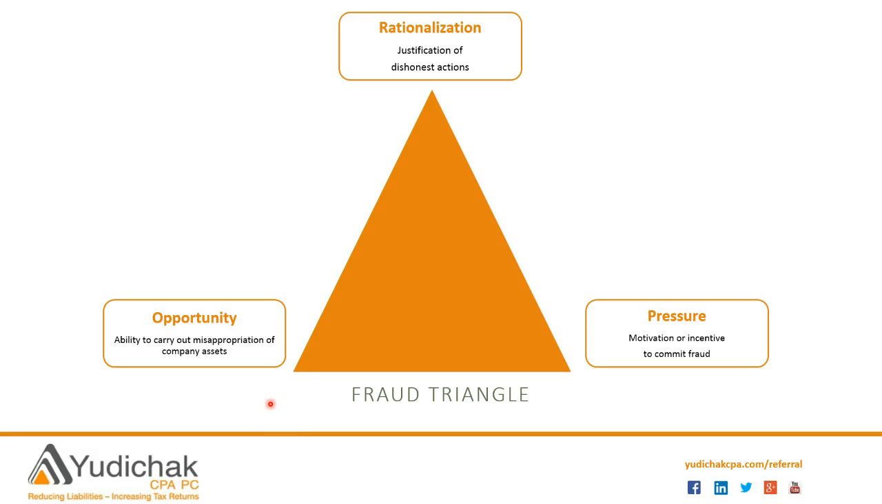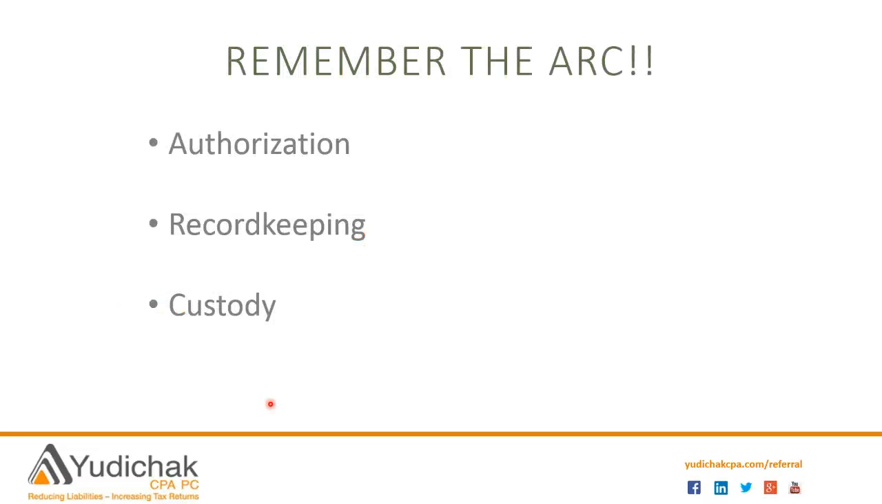When you're doing this, what you want to do is make sure that you segregate incompatible duties. So what are incompatible duties? Let me go through those now. This is what you want to do. You want to remember the three types of duties: authorization duties, record keeping duties, and custody duties.